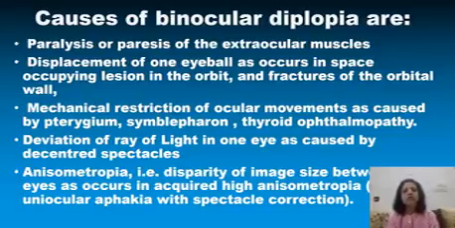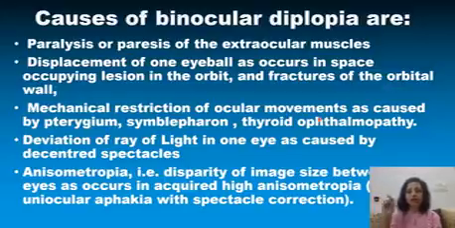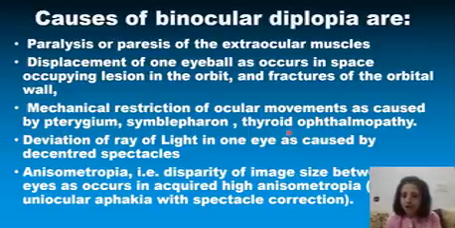Now, what are the causes of binocular diplopia? Paresis or paralysis of the extraocular muscle; displacement of one eyeball as occurs in space occupying lesions of the orbit or fracture; mechanical restriction in the ocular movement. So if there is a very large pterygium or symblepharon, or thyroid ophthalmopathy, there will be diplopia in the direction of the restrictive gaze. Deviation of the ray of light in one eye because of decentered spectacle or anisometropia.